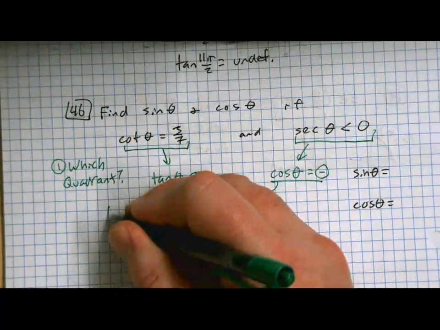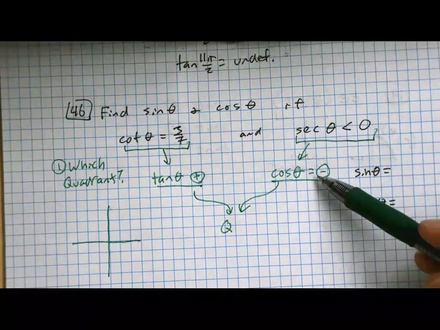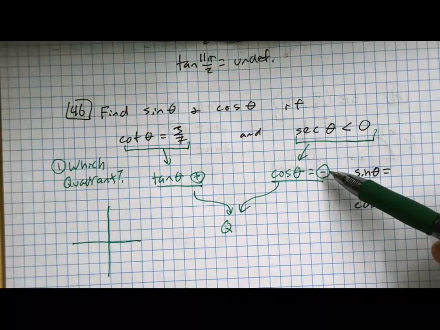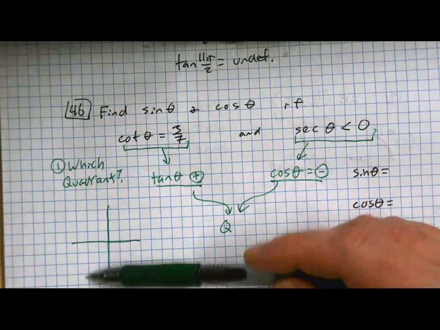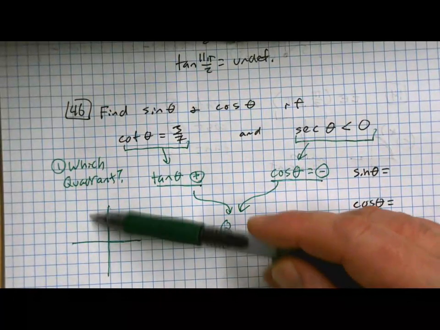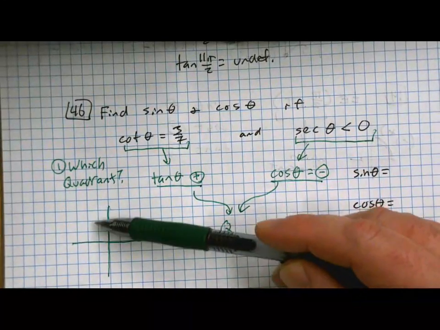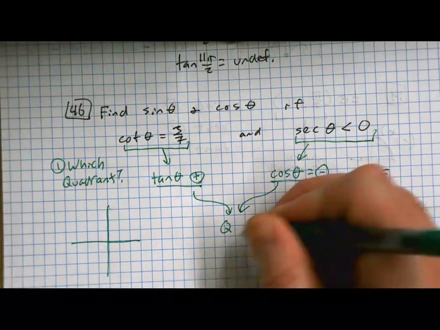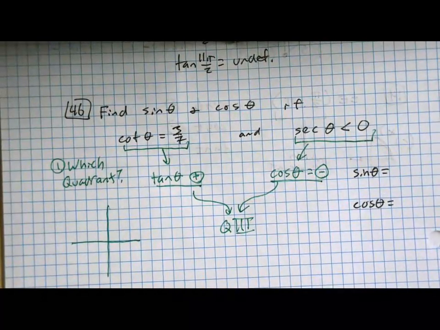Think about this. In what quadrant is your cosine negative? There are 2 quadrants where the cosine's negative. Those x coordinates are negative in these 2 quadrants, and only one of these 2 quadrants has a positive tangent value. That is quadrant 3. Yes, 3, thank you. That has to be in quadrant 3. That is the only place where tangent's positive and cosine is negative.